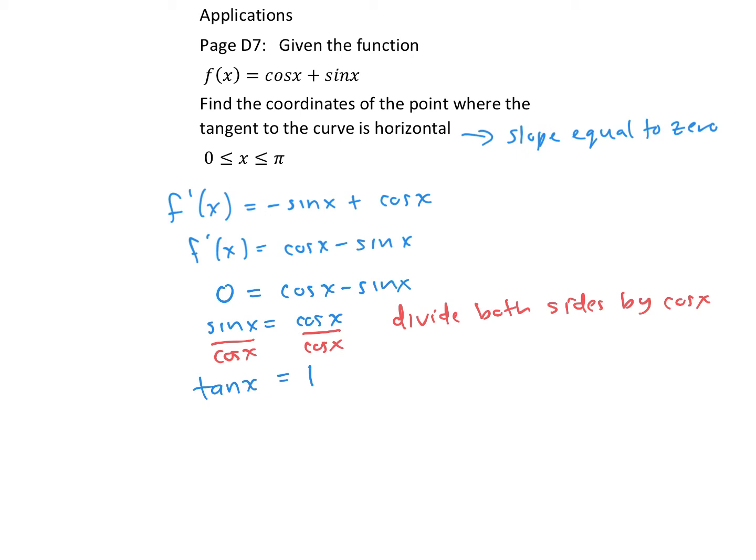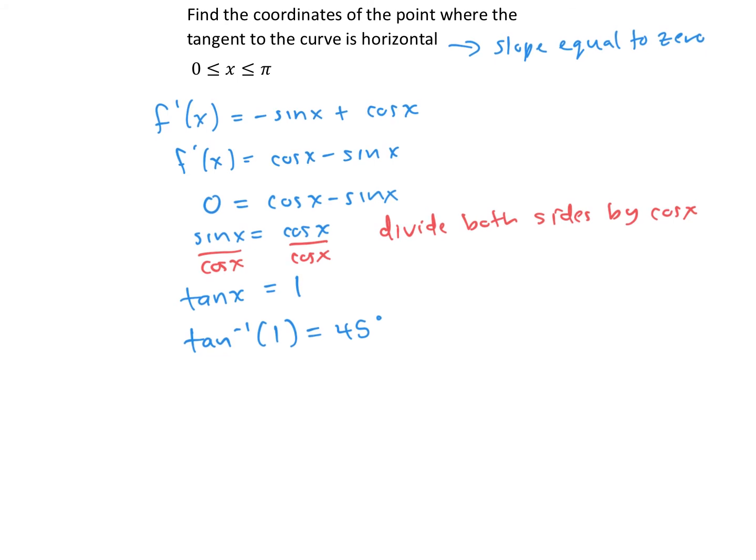So now I can find the value of x by taking the inverse of tan, which is going to equal 45 degrees, or pi over 4 if you're dealing with radians. So now I know that the angle x is 45 degrees, or pi over 4. I believe the answer is in radians. So I know the point's going to be at x equals pi over 4, and now I need to find the y coordinate. So I'm going to go back to f of x and determine what the value is at pi over 4.